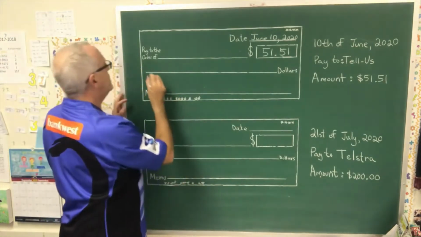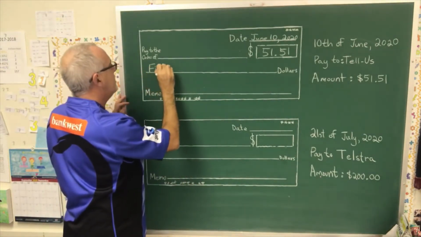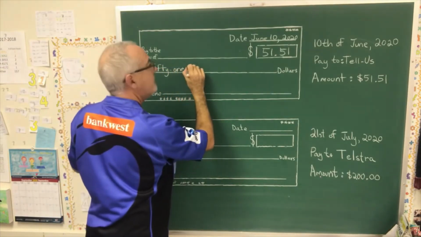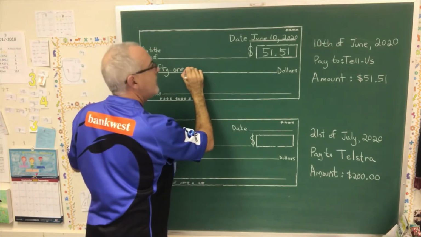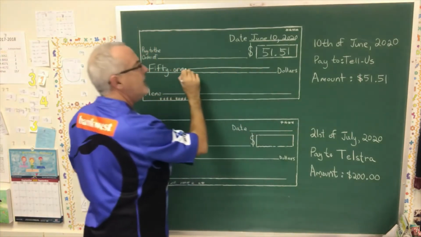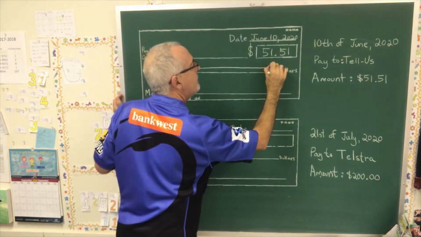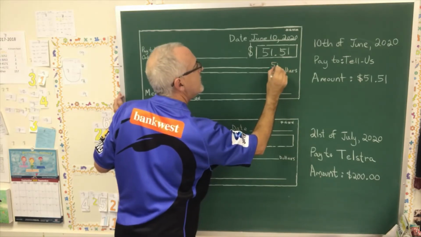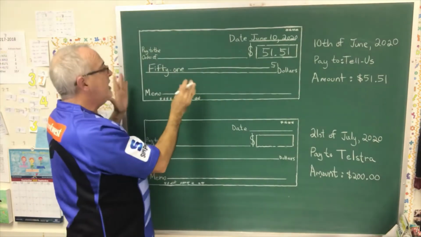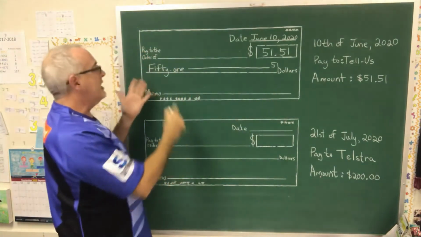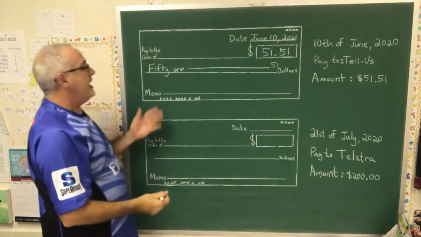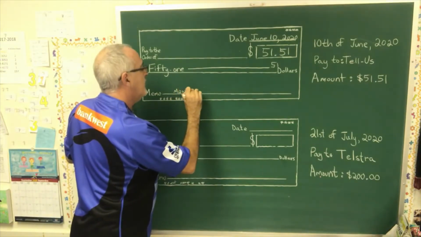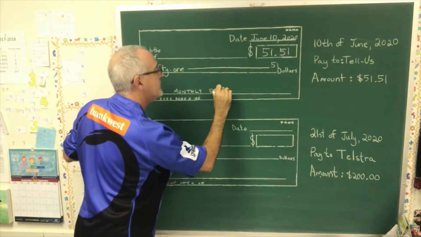So writing it out in words, we are writing 51 dollars, and then at the end of this line we can write the 51 cents. Now the reason we put the line is to make it impossible for someone to add extra words, like say $51,000. And then there's the memo. I'm going to write monthly bill for this one.